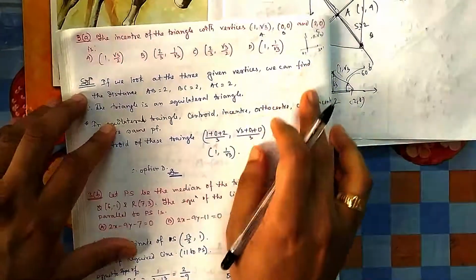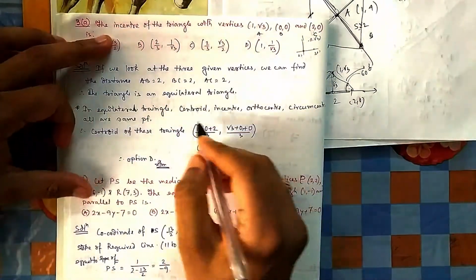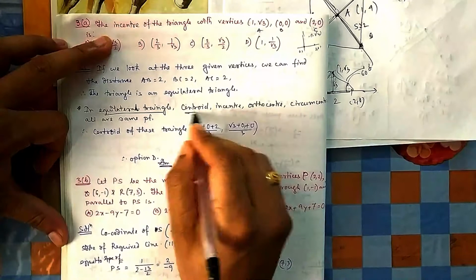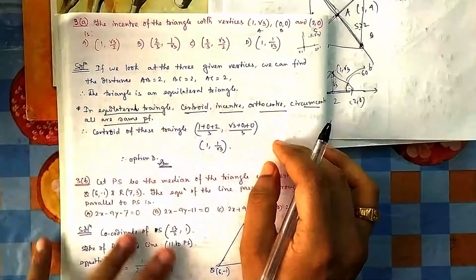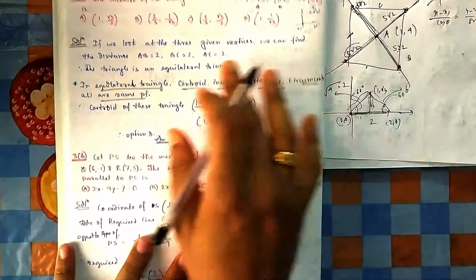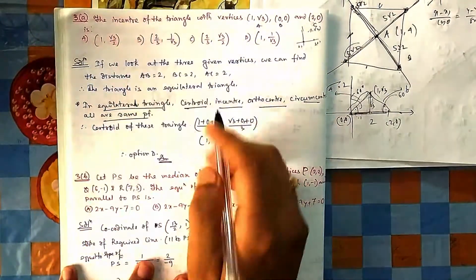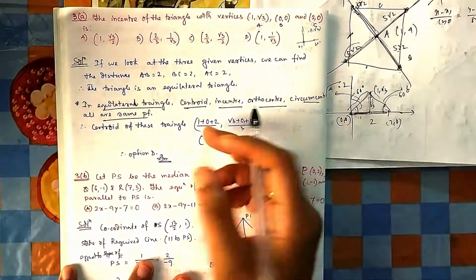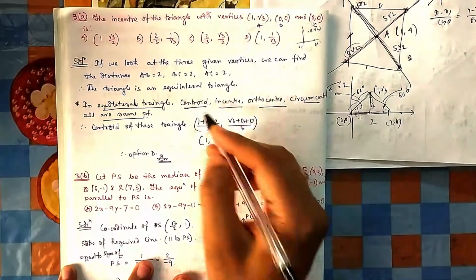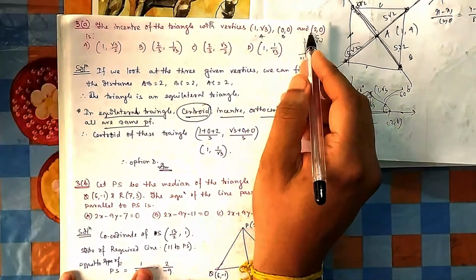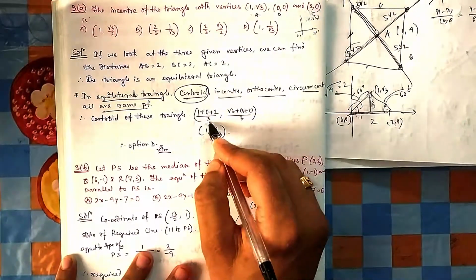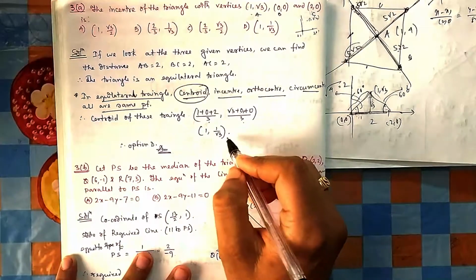If it is an equilateral triangle, then the centroid, incenter, orthocenter, all these centers are the same point. That is the beauty of an equilateral triangle. So if they are asking you to find the incenter, you calculate the centroid, that will be the same answer. The easiest way is to calculate the centroid. Why? Because the centroid is (x1 plus x2 plus x3) divided by 3. So add all, divide by 3, you will get the answer.